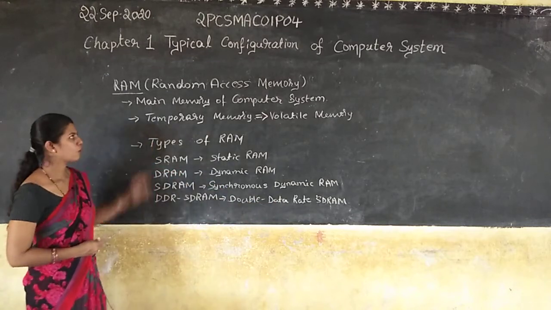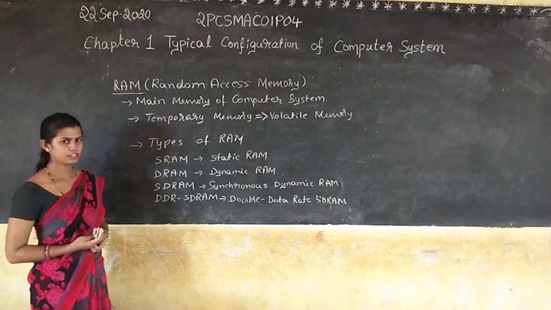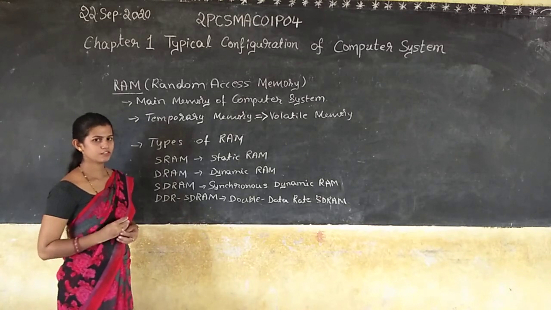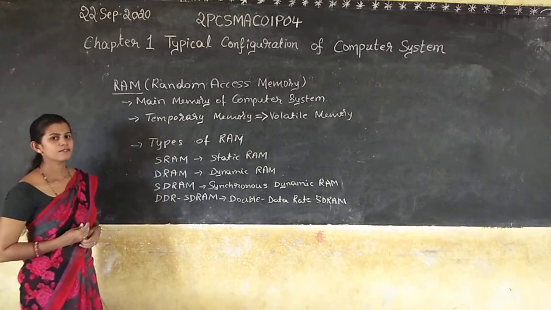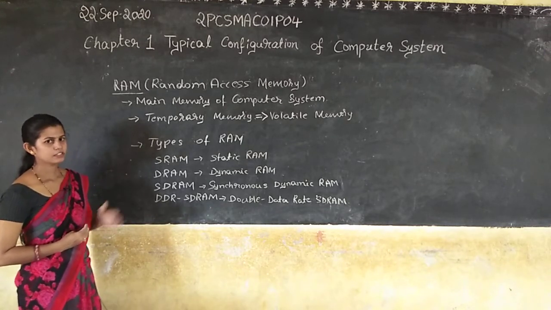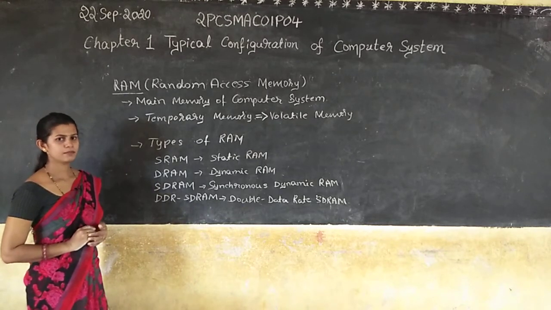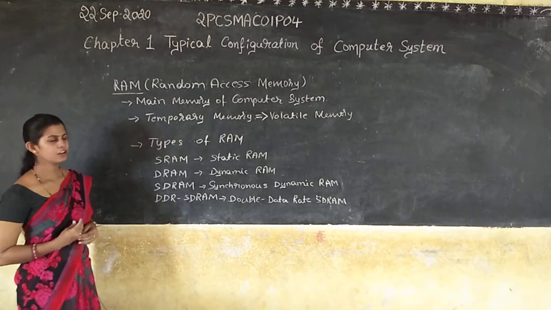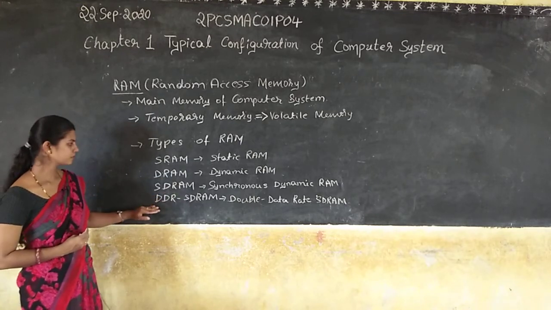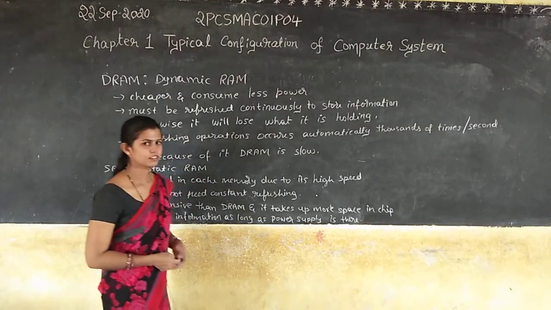RAM is nothing but random access memory, which is also called the main memory of the computer, and it is a temporary memory because the information stored in this memory is lost when the power supply to the computer or laptop is switched off. That's why it is a volatile memory. The information will be erased from the memory when the power supply is turned off. The types of RAM are SRAM, DRAM, SDRAM, DDR SDRAM. Let's see one by one.